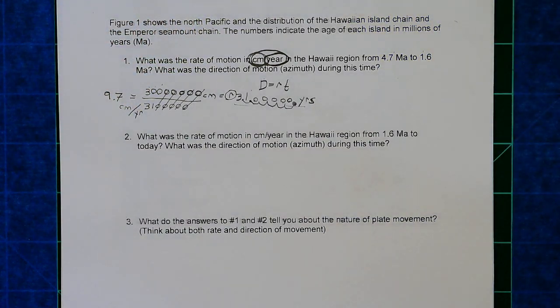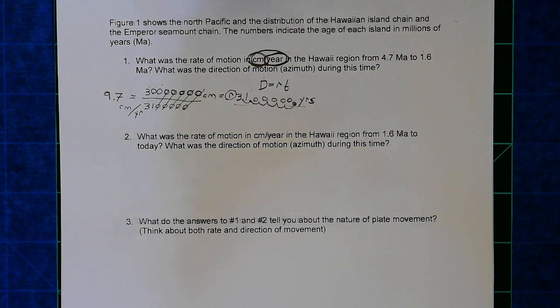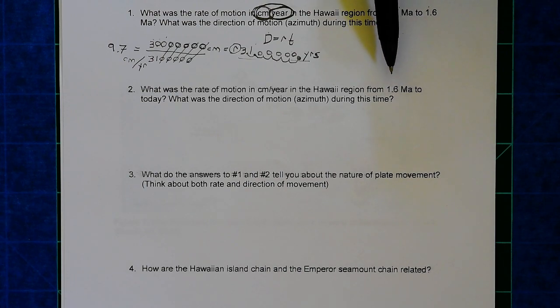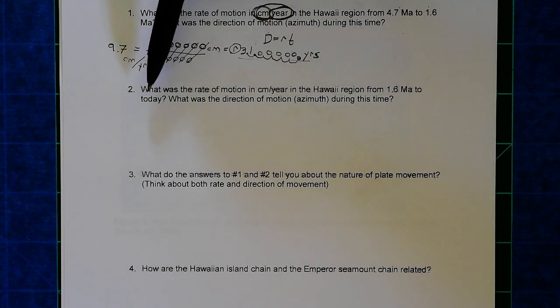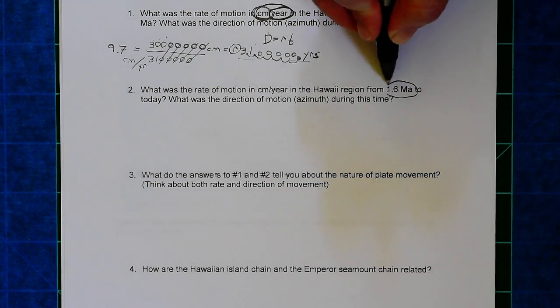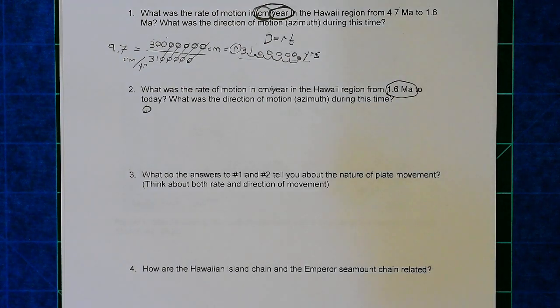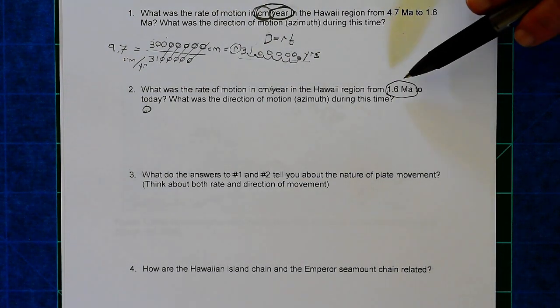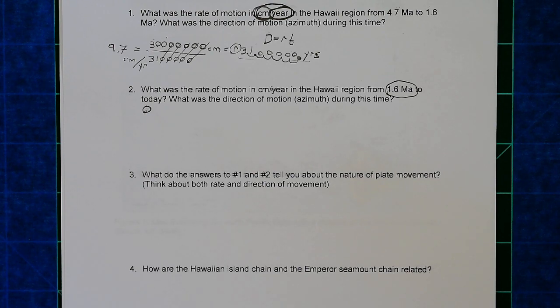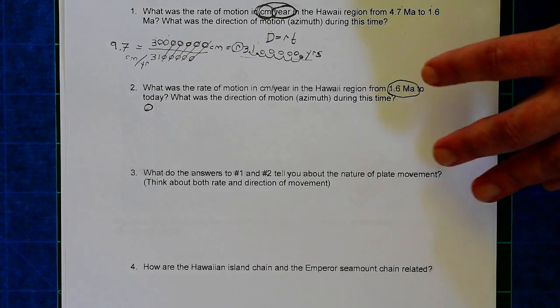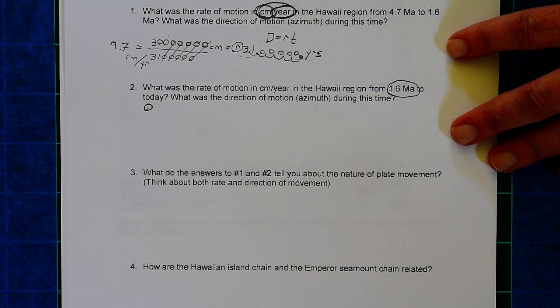So hopefully everyone saw how I did that. I apologize, my handwriting's kind of off because I'm writing upside down. So you're going to do the same thing for the next question, except that's looking at the rate from 1.6 million years ago to today. Well, today is time 0, so you don't even have to do any subtraction there. You just use 1.6 minus 0 is 1.6 million years. So that's how you're going to be calculating things like how fast plates are moving.